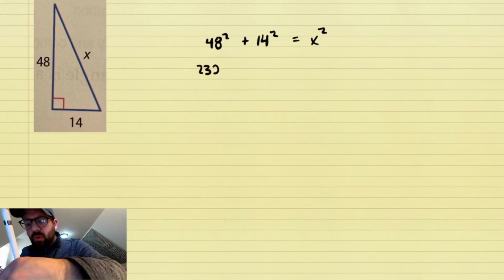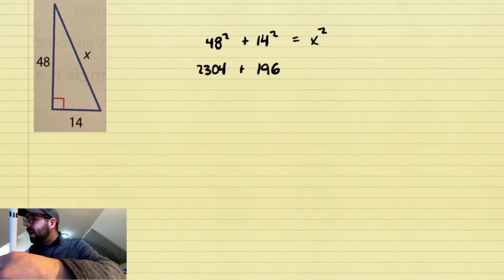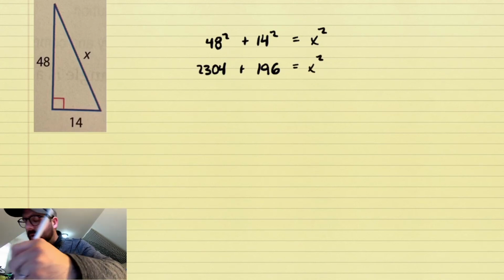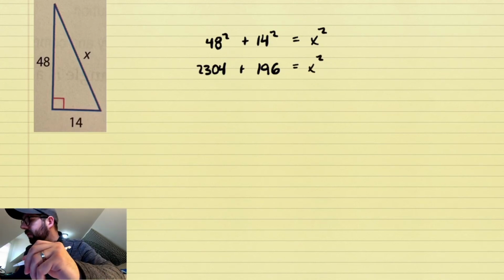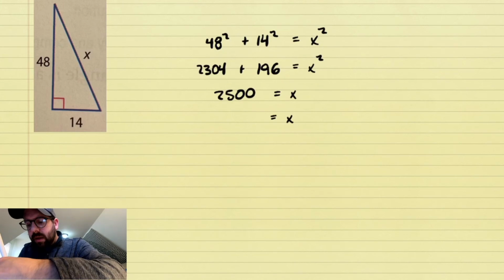48 squared is 2,304, and 14 squared should be 196. So 14 times 14. All right, yep, 196. And now we're going to be adding those two together. So 2,304 plus 196 should be 2,500. And taking the square root of that. So square root of 2,500 should be a nice 50.